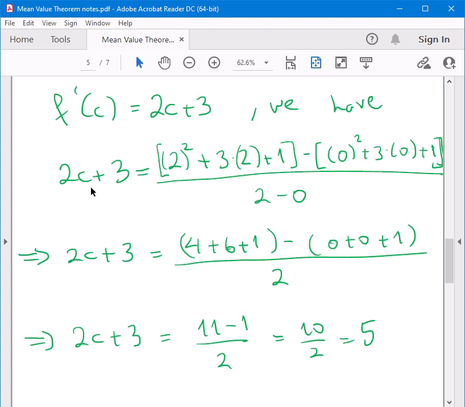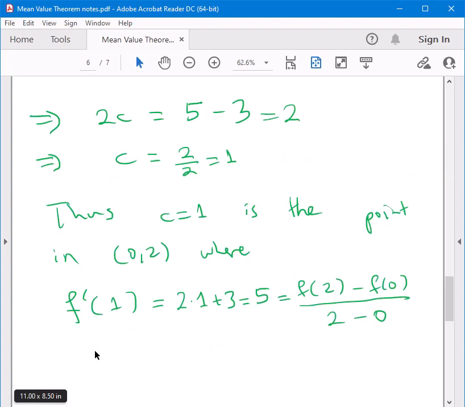Okay, 2c plus 3 equals, 2 squared is 4, 3 times 2 is 6, so we have 4 plus 6 plus 1, minus 0 squared is 0, 3 times 0 is 0, plus 1, which gives 11 minus 1 over 2, that is 10 over 2, which is 5. So 5 must be equal to 2c plus 3. Now we are solving for c because we want to find that c. 2c equals 5 minus 3, take that 3 from the left to the right, it becomes minus 3, so 5 minus 3 is 2. Well, 2c equals 2, then divide both sides by 2, c equals 2 over 2, which is 1.